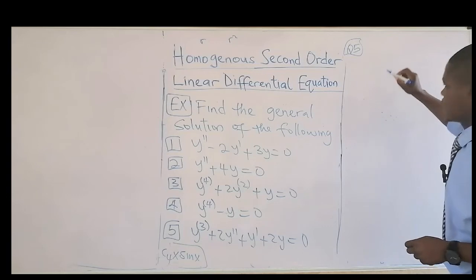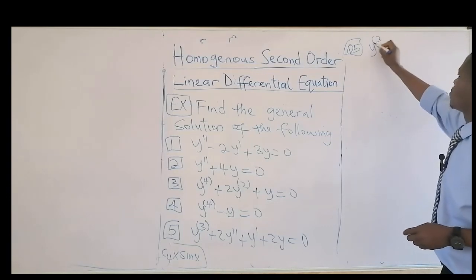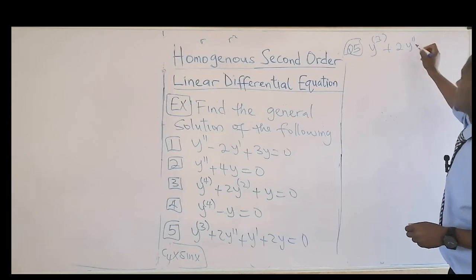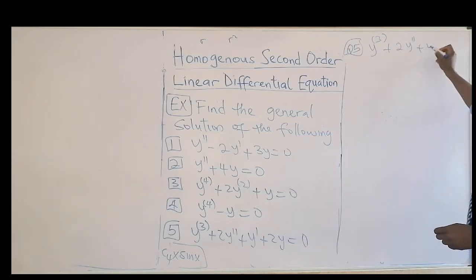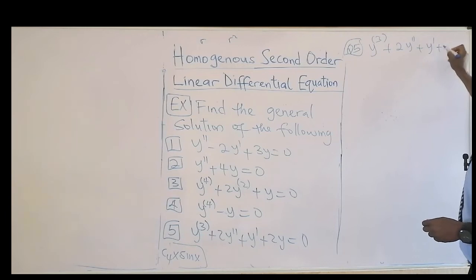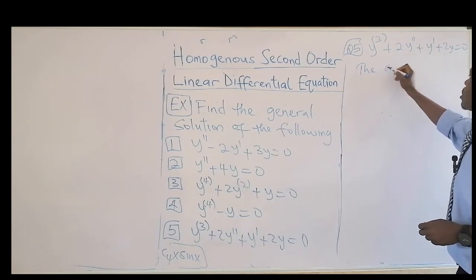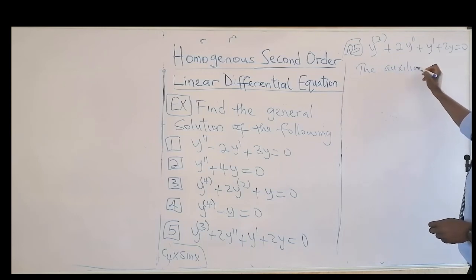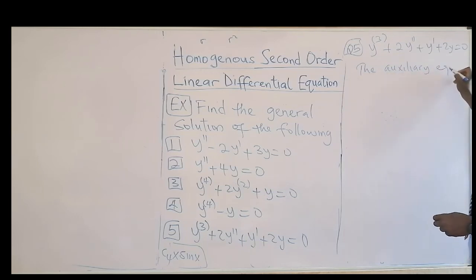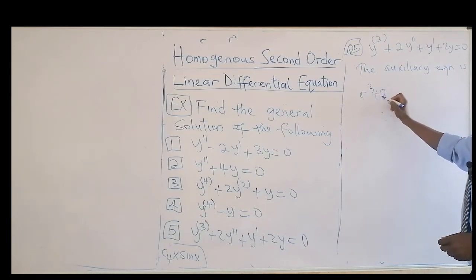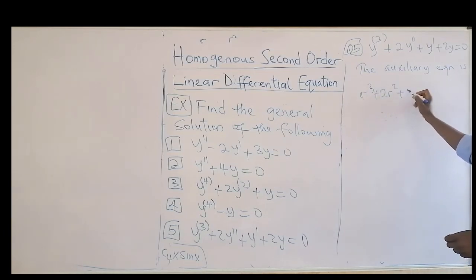Yeah, question 5. We have the third differential plus 2 times the second differential plus y prime plus 2y equal to 0. So the auxiliary equation is r cubed plus 2r squared plus r plus 2 equal to 0. So that's the auxiliary equation.